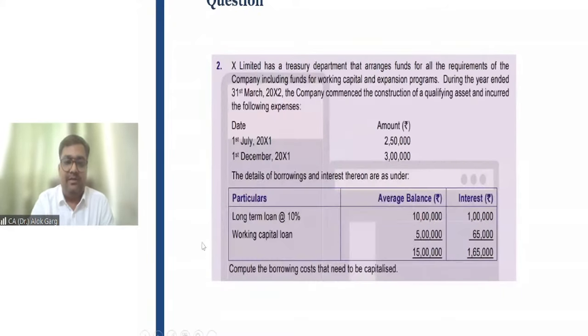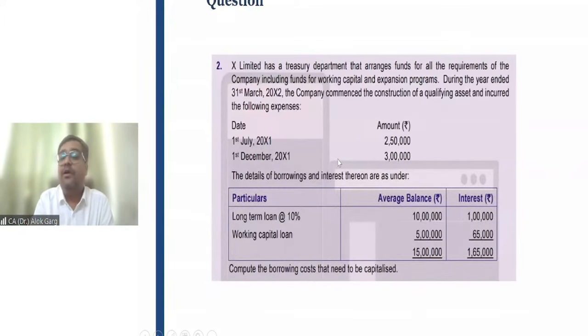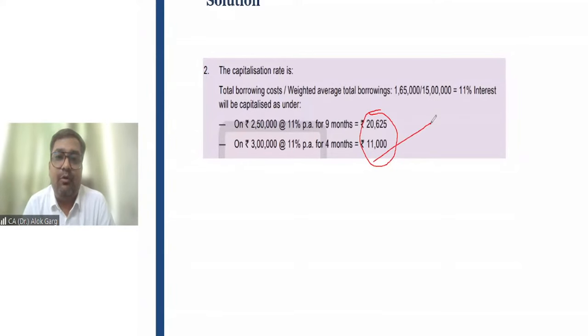So this 2,50,000 has been spent on 1st July. It means 1st July to 31st March, which comes out at 9 months, right? So 2,50,000 multiplied by 11% multiplied by 9 by 12 gives us 20,625. And the other 3 lakh is from 1st December, which means 4 months. 3 lakh multiplied by 11% multiplied by 4 divided by 12 comes out at 11,000. So the total of 31,625 will be capitalized as a borrowing cost.